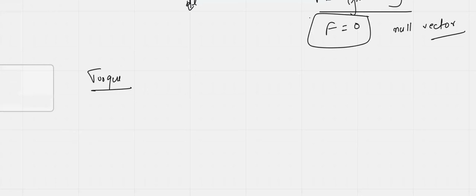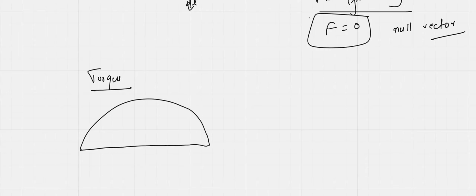For torque, I can have some random shape, but I'm taking a regular shape instead of a random shape. This is a kind of circle. Or let's do one thing, let's not take the circle, let's take a semicircle, something like this. Complete semicircle, like this. Now in this complete semicircle, the current is I.